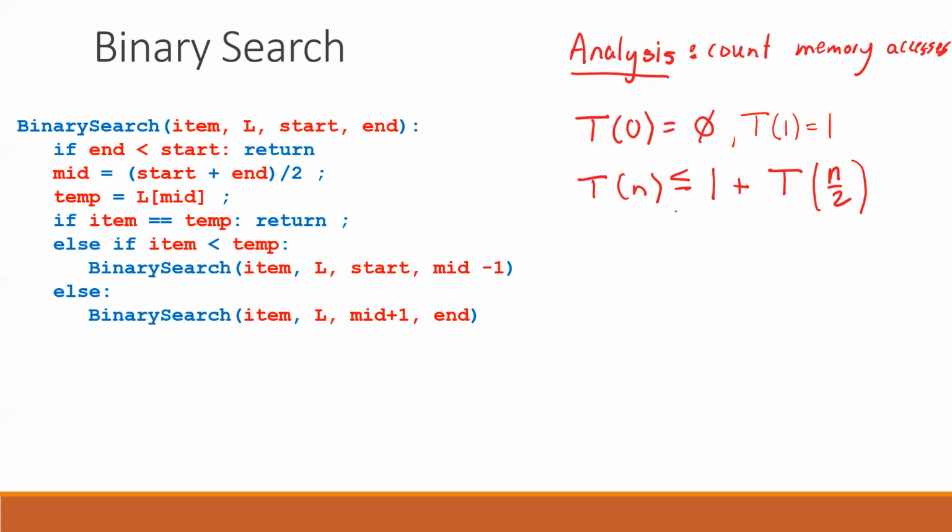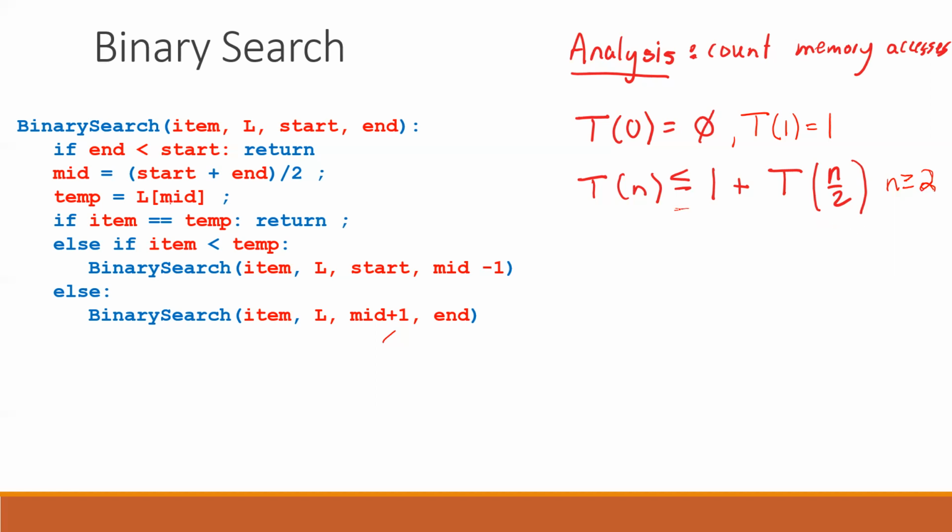And then my recursive case is, well, if n is greater than or equal to 2, then what happens is I do 1 memory access, which is here. And then I do one recursive call, either on the left-hand side of the list or the right-hand side of the list. So that's this T of n over 2.